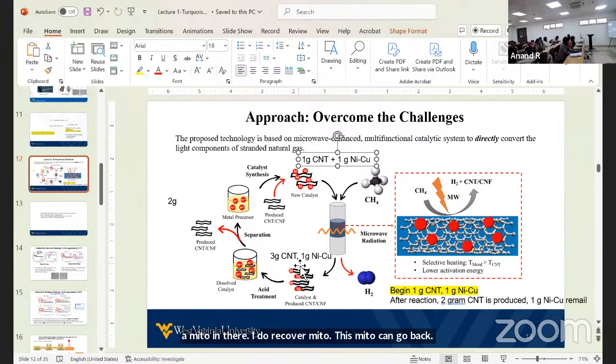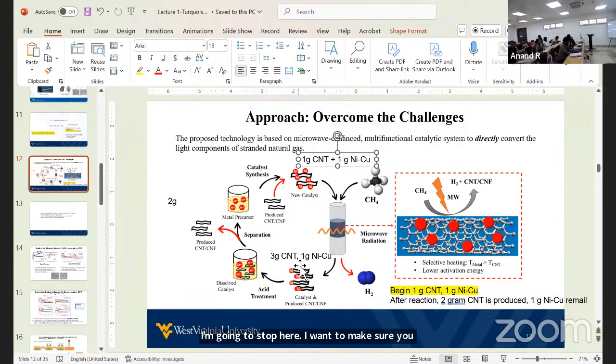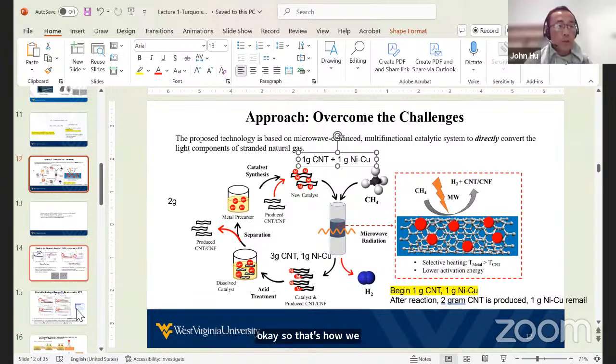I'm going to stop here. I want to make sure you understand. Do you understand this mass balance? Yes, sir. We understand it, sir. Okay. All right, cool. That's very good.